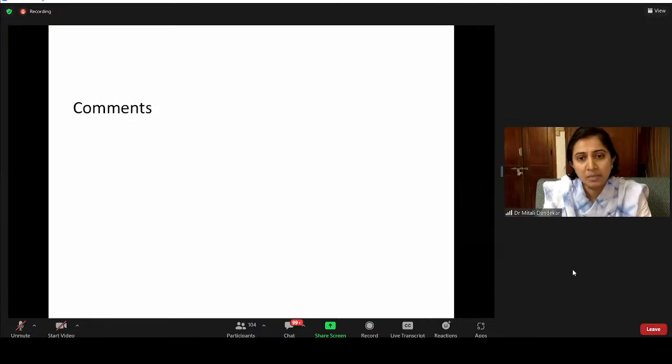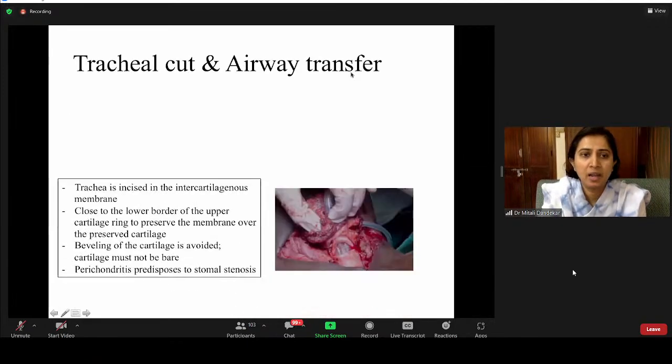Any comments in the meantime about suprahyoid release? Any points to be made? If no, then let's move ahead.